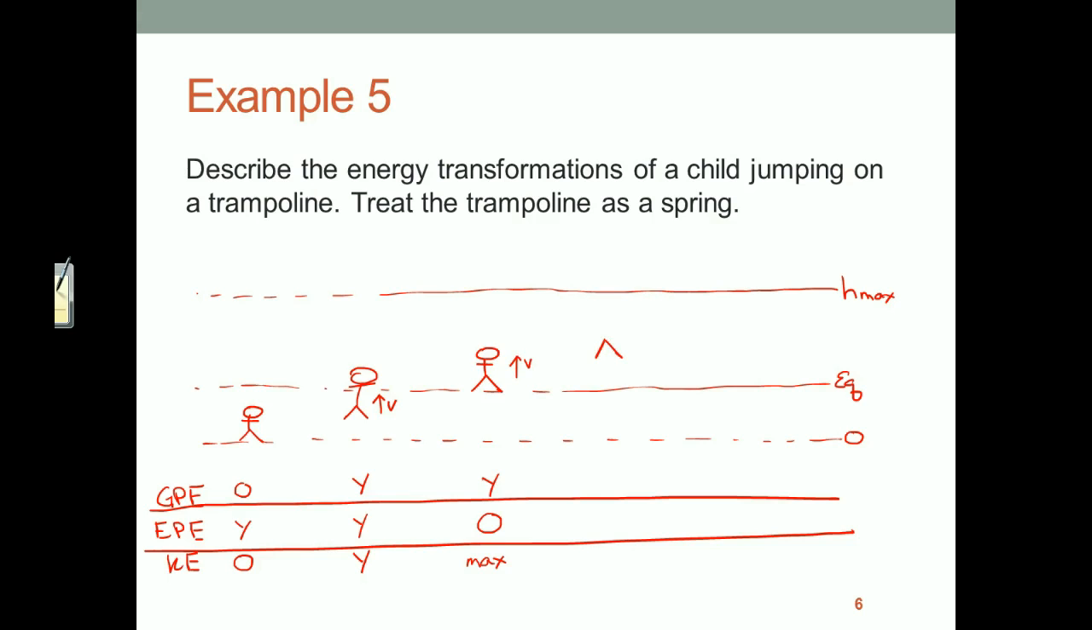We can then look at the child while the child is in the air. The child is no longer in contact with the trampoline, therefore no elastic potential. We do have gravitational potential, and we have kinetic. And finally, the child reaches the max height, which means our gravitational potential is going to be maximized because we will have no elastic potential, again, not in contact with the trampoline, and no kinetic because we're not moving.